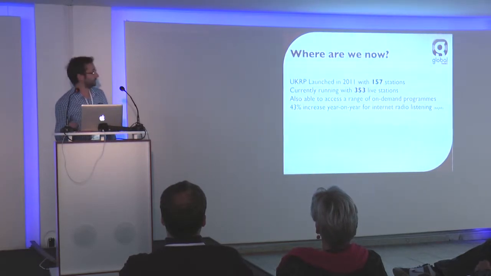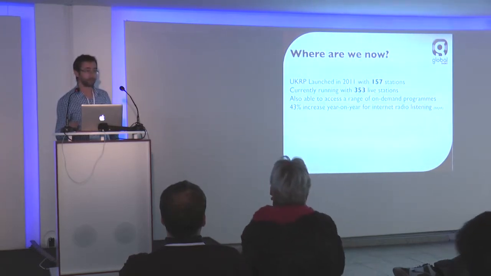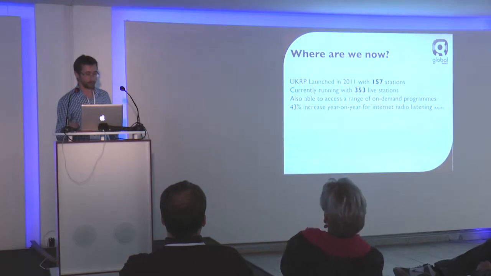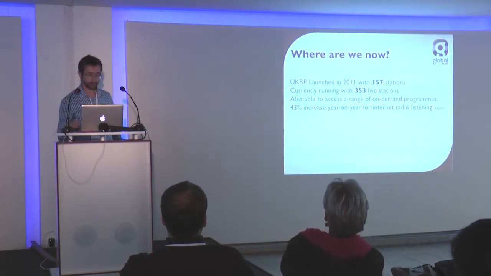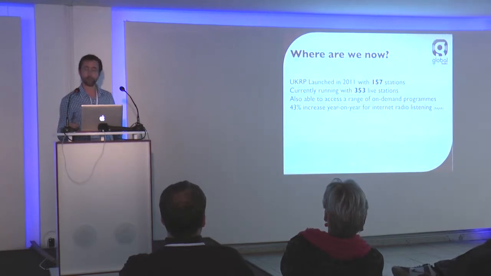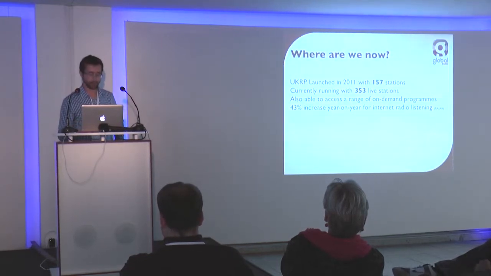So where are we now? UKRP launched in 2011, as I said, with 157 stations. We're currently running with 353 live stations. There's also a large range of on-demand content that people can use. So this has helped drive a 43% increase year on year for internet radio listening in the UK, which is a massive increase. Our listeners want to be able to listen to our stations in different ways, and this has to be one way to enable them to do that. It's not the only way, but it's one way.